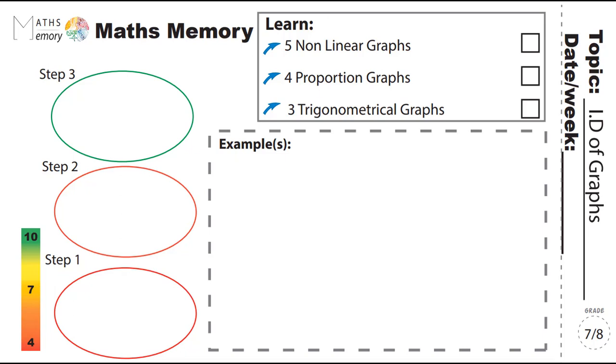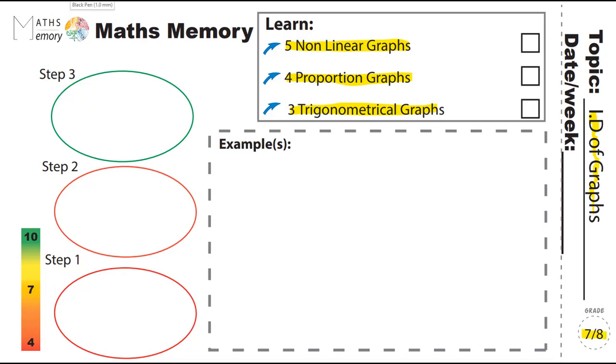Let's grab a revision card, your master card, and let's create a few templates on your card like this. So we need to learn 5 non-linear graphs. You may have learned that in a previous topic called non-linear graphs in the foundation here. 4 proportion graphs, this is to do with direct and indirect proportion, and 3 new trigonometrical graphs now: sine, cos, and tan. This is called identification of graphs. Week 16, grade 7/8, as we mentioned.